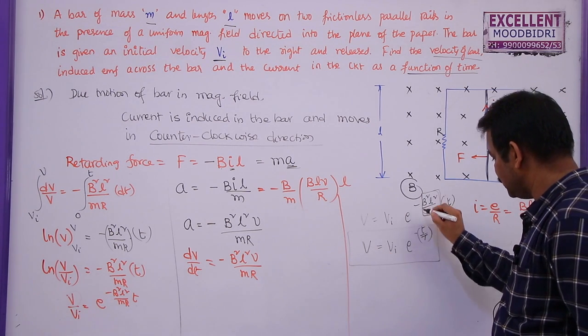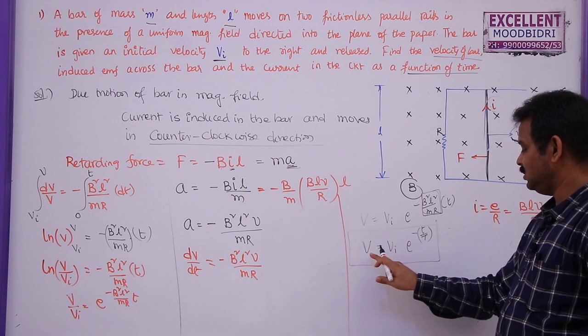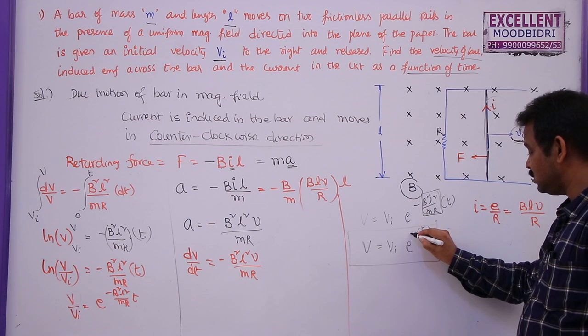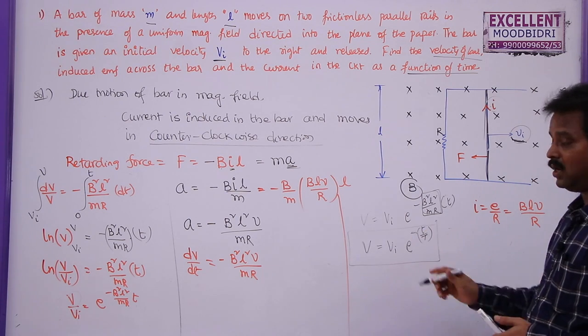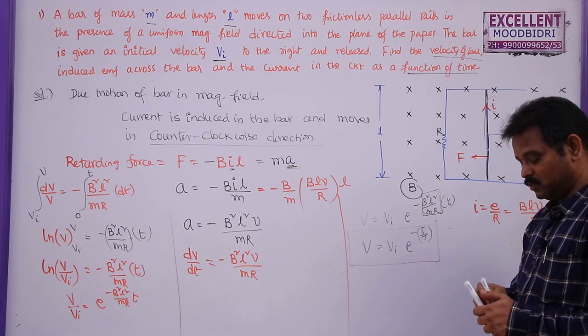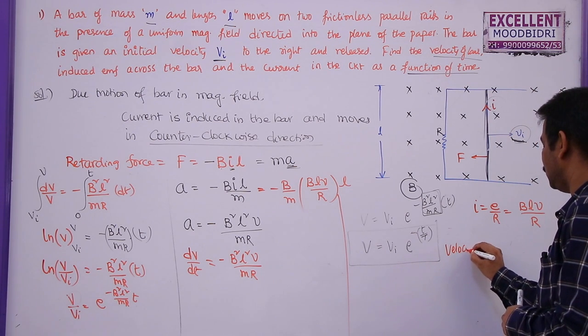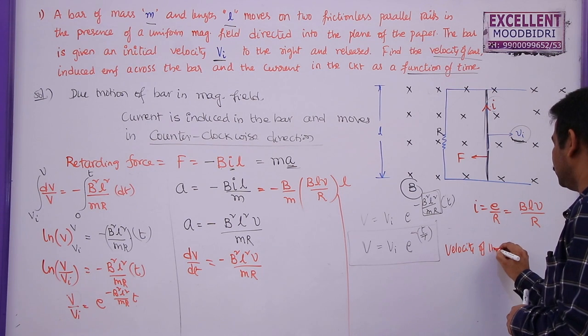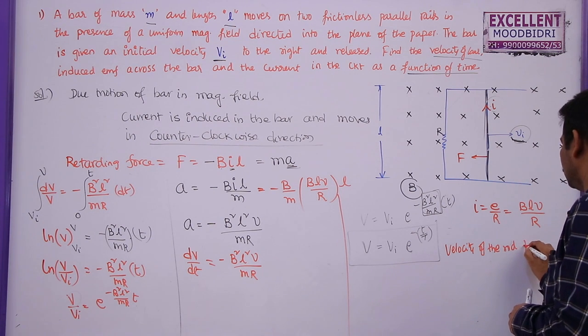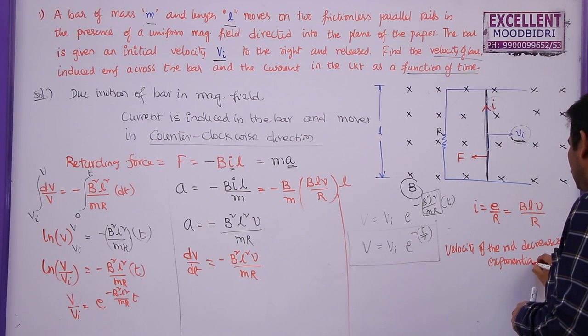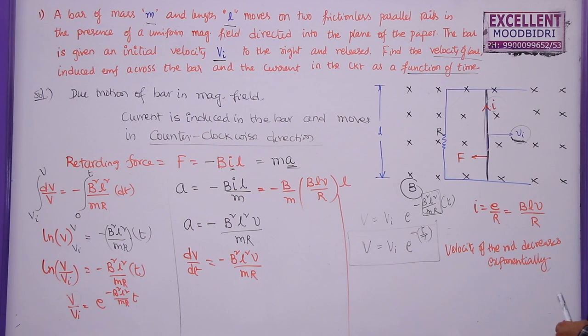But remember students, as it is negative here, velocity decreases exponentially. Why? Because as it is negative sign here, if it is positive sign, velocity increases exponentially. Here what I can write, conclusion: velocity of the rod decreases exponentially with time.